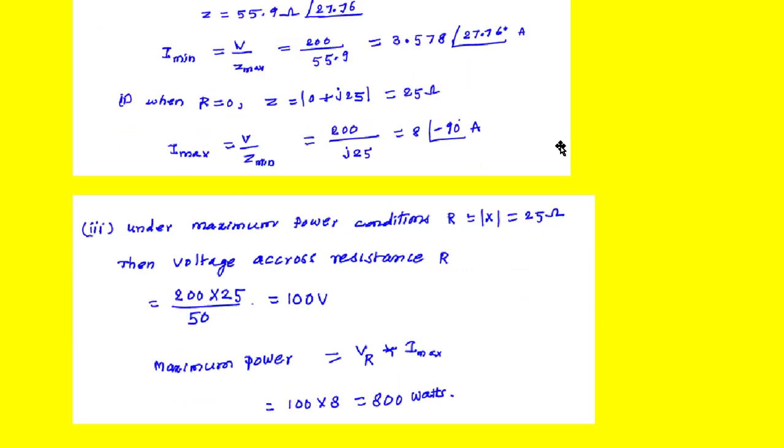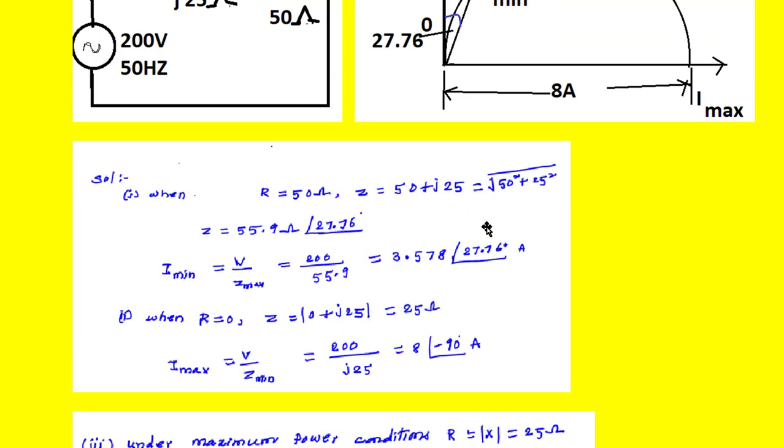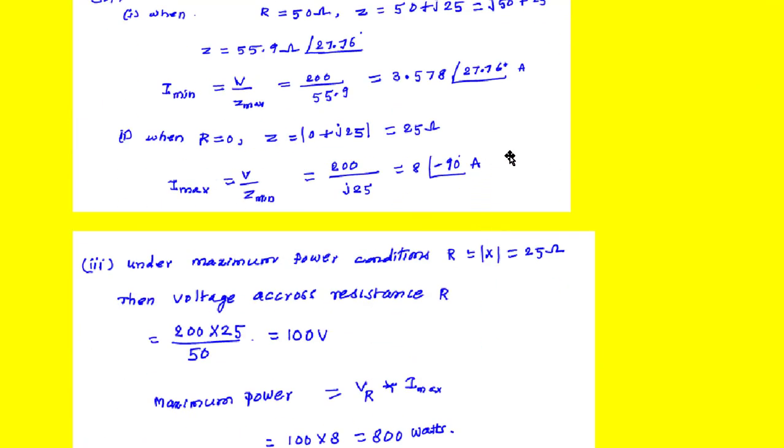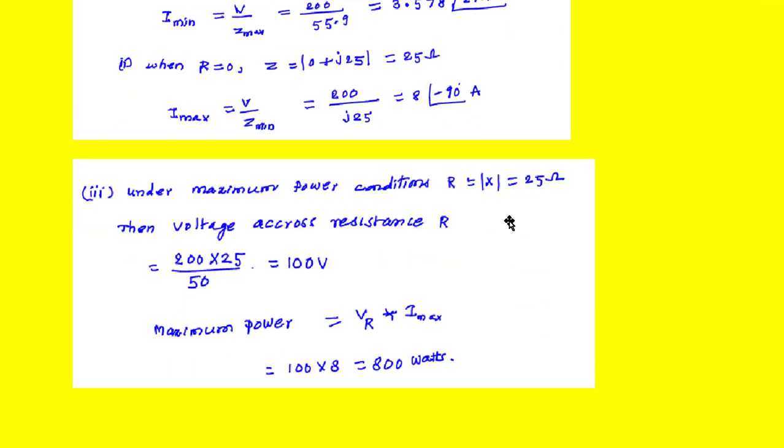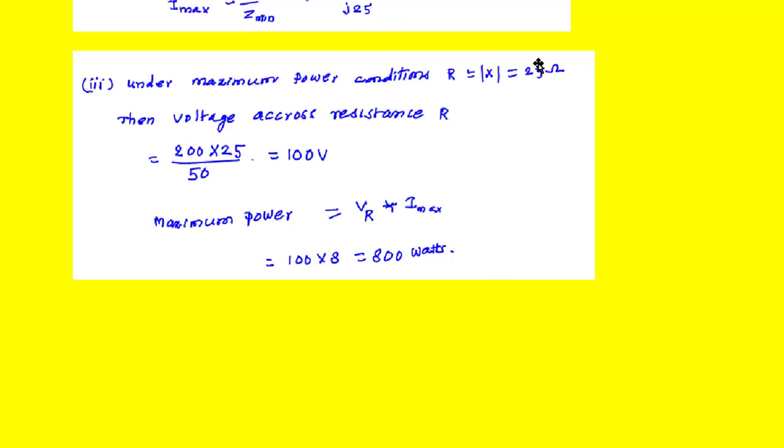Next, what is the maximum power in the resistor? That we get when the voltage across the resistor and the inductive reactance is the same. That is, we are applying here the maximum power transfer theorem. So the voltage across the resistor R becomes 100 volts, then maximum power is VR into the maximum current, that is 100 into 8 amperes. So we get 800 watts as the maximum power received by the resistor.